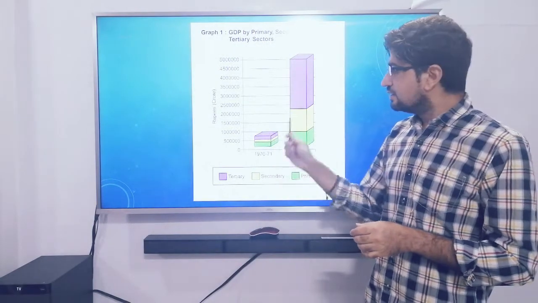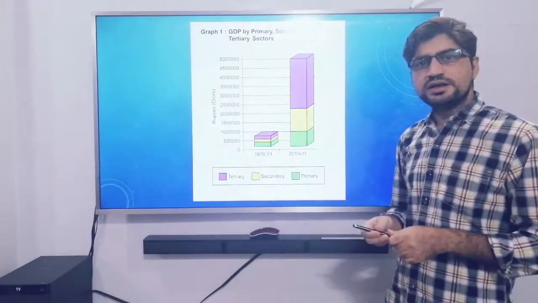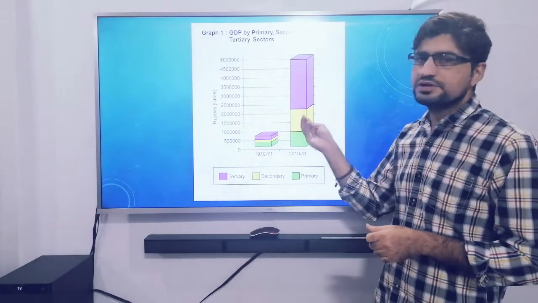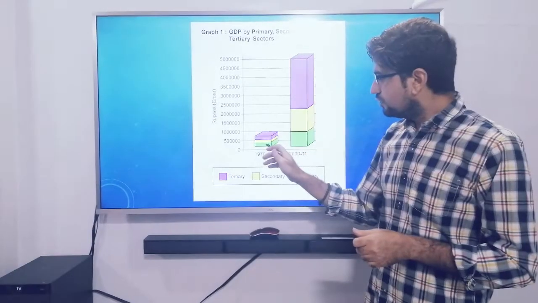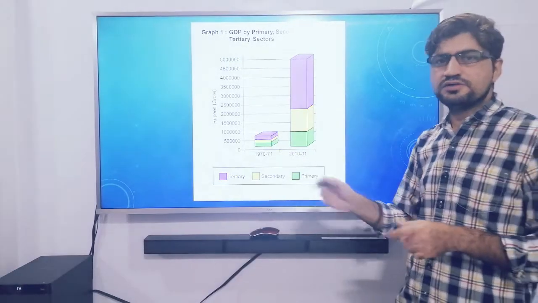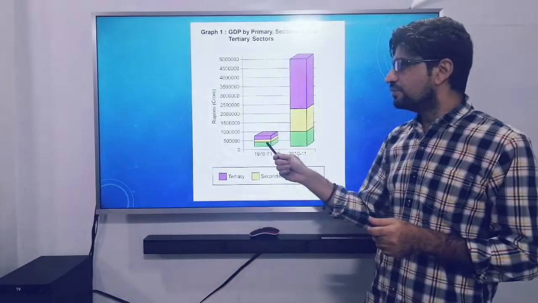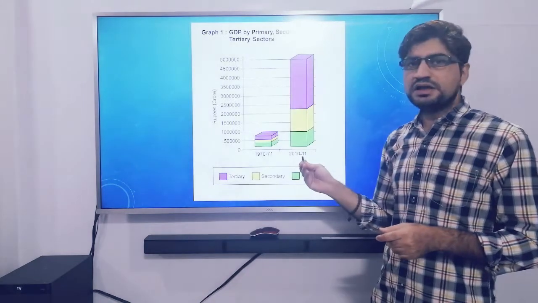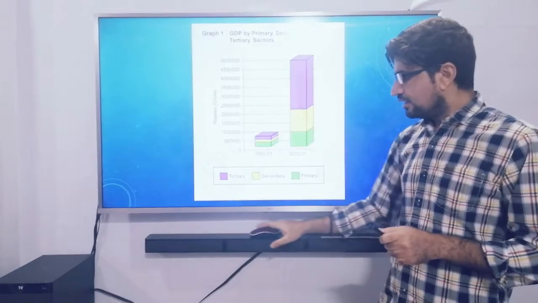And here the color indicates the share of the different sectors. Purple indicates the tertiary sector, yellow indicates the secondary sector, and green indicates the primary sector. If we compare these two, of course in 1970-71 GDP was too low compared to 2010-11; the graph shows this clearly. Now if we talk about the share, it seems similar, not much change between 1971 and 2010-11 if we compare the two percentages. The secondary sector share has improved compared to before, and the tertiary sector shows a high jump. That means in 2010-11 the tertiary sector became the most important contributor to GDP in India. Let's see next.